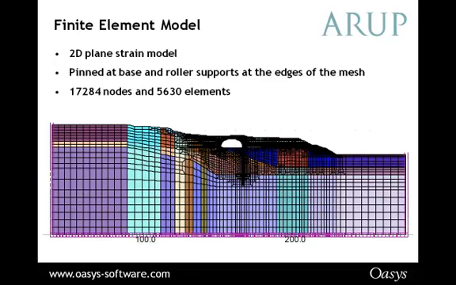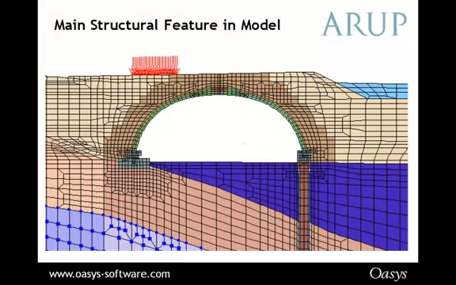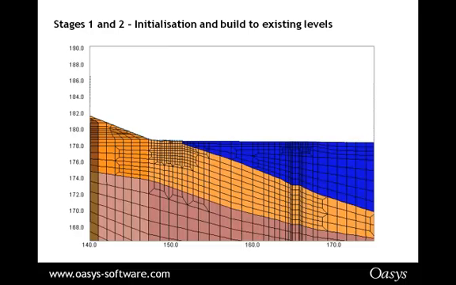And so you can see from the 2D plane strain model that the SAFE model that was produced was quite complex. We've got a number of nodes and elements too. But if I zoom into the specific structural feature, you can see how it's been modeled. So I'm just going to go now through the construction sequence or the construction stages so that you get an understanding of how the model was set up.